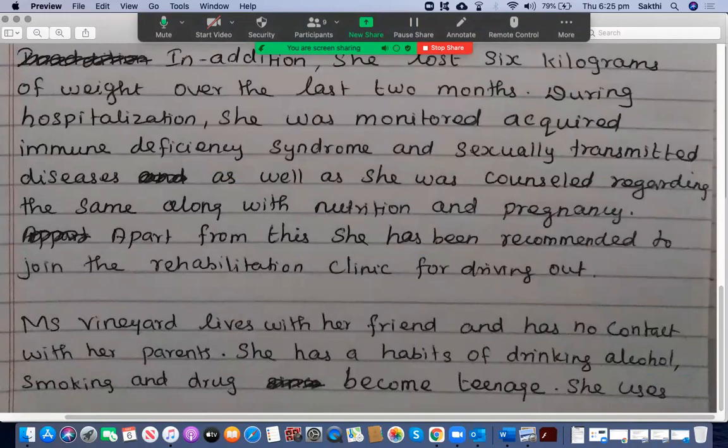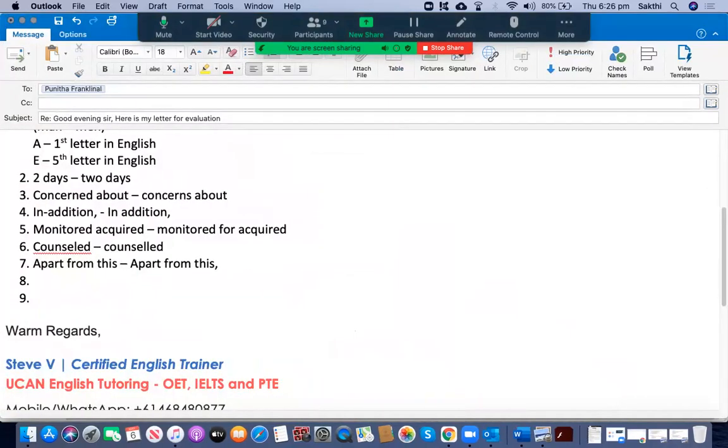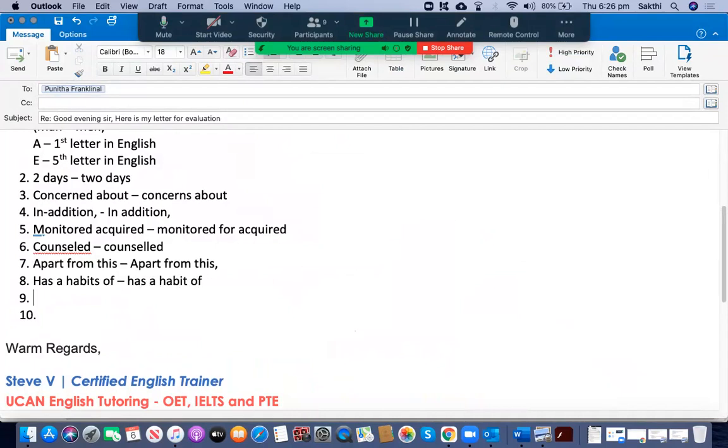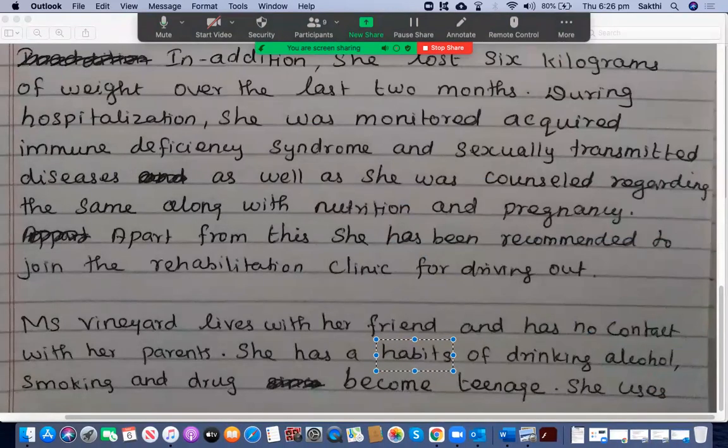That's good. She has habits of, see this one, "a" is an article for the singular noun only. You can't use it with the plural noun. This is wrong. Habits is a plural noun, right? So it's wrong. "She has a habits of" is wrong. You should say "has a habit of." Okay, drinking, alcohol, smoking, and drug.